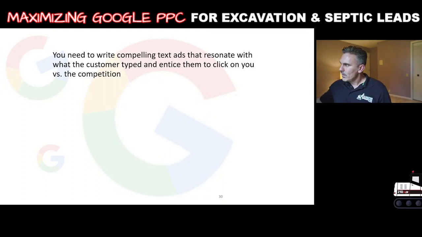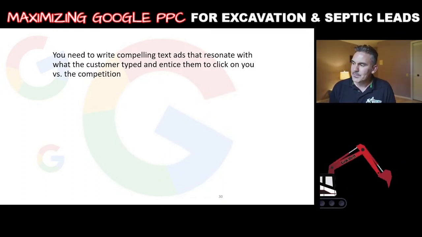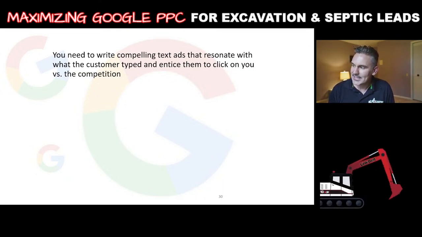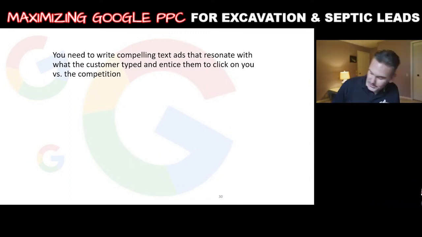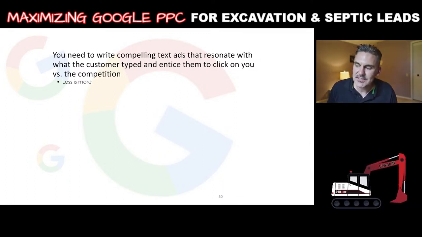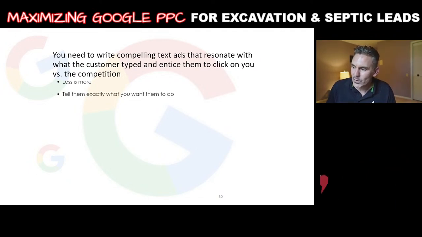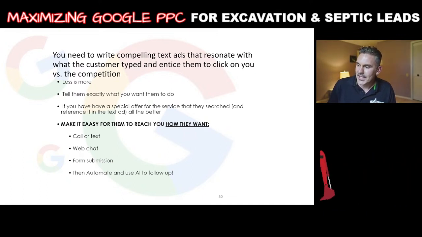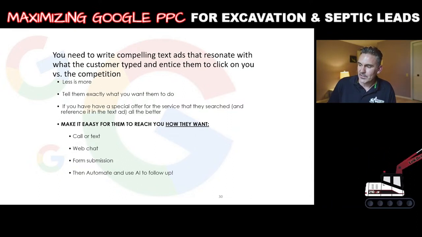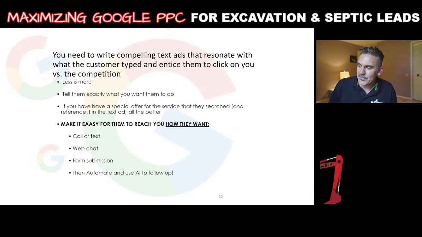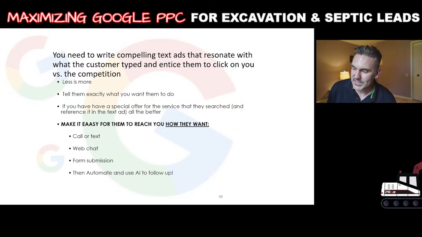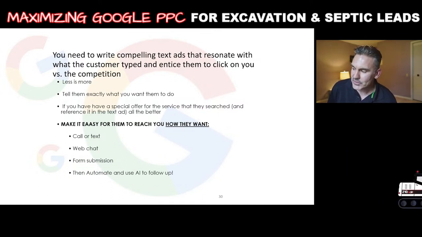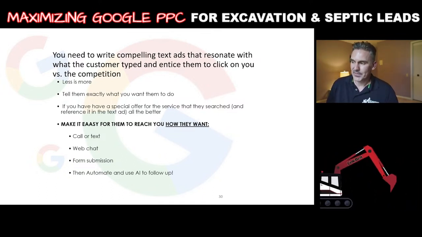And so at this point, once you have your campaign set up, you need to write compelling text ads that resonate with what customers typed in and entice them to click on you versus the competition. Usually less is more. And tell them exactly what you want them to do. And if you have a special offer for the service that they searched, reference that in the text ad. That's even better. And then make it easy for them to reach you how they want. An example would be call or text, web chat, web form submission, and then automate and use AI to follow up with them. And I'll show you some examples of that.